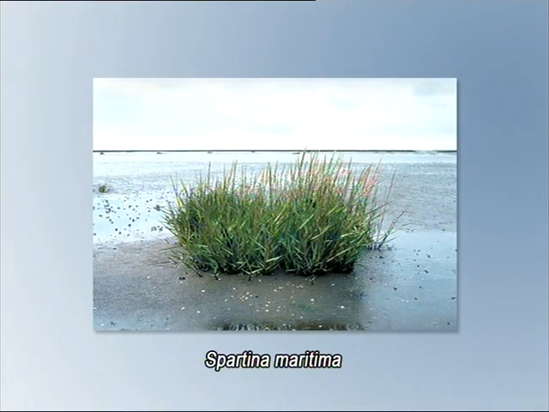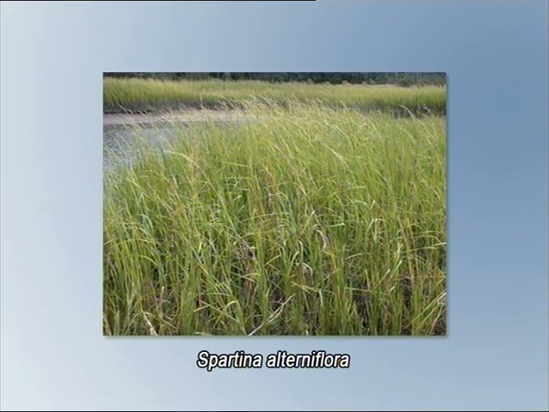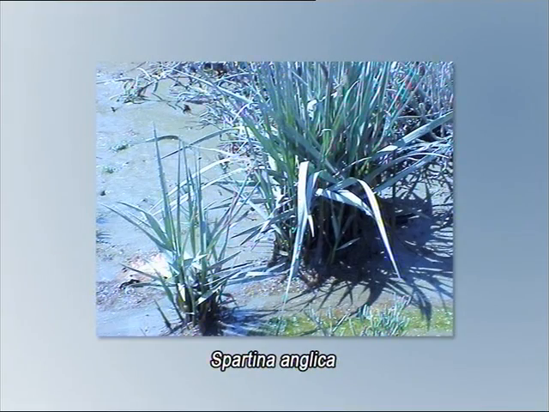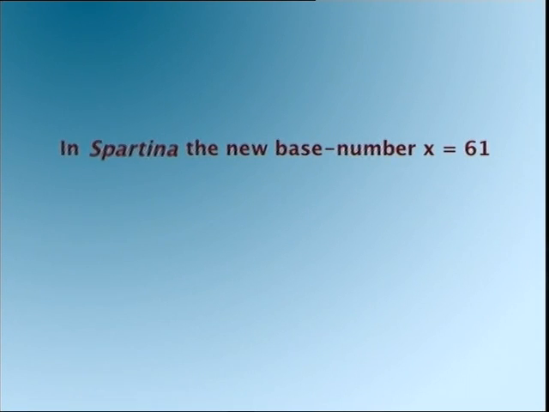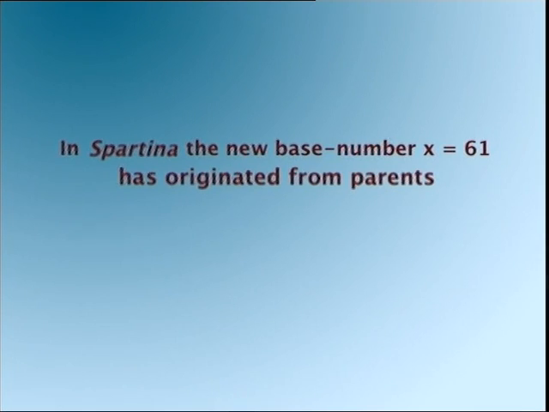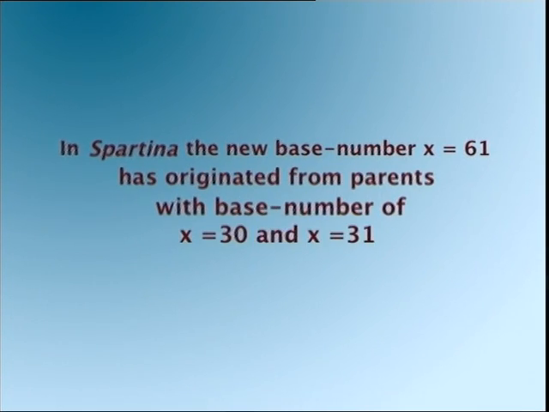For example, the three species Spartina maritima with 2n=60, Spartina alterniflora with 2n=62 and Spartina anglica with 2n=122. In such cases, the derived allopolyploid possesses a new base number. In Spartina, the new base number x equal to 61 has originated from parents with base numbers of x equal to 30 and x equal to 31.